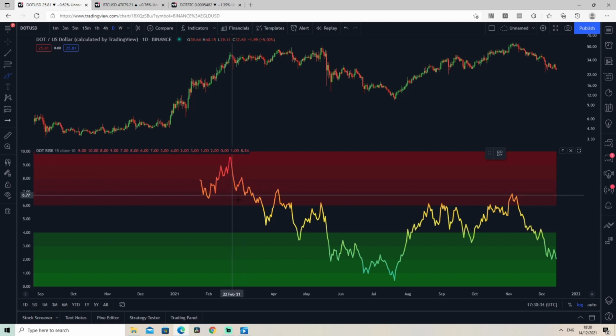Now, if you are new to this channel, this indicator that we have right here is a model that we have created so we can distinguish between overbought and oversold regions. To simplify the matter, this indicator shows when an asset is oversold, which basically means that it's a good time to accumulate it. And it also shows when an asset is being overbought, which means that it's a good time to exit and to move out from it.